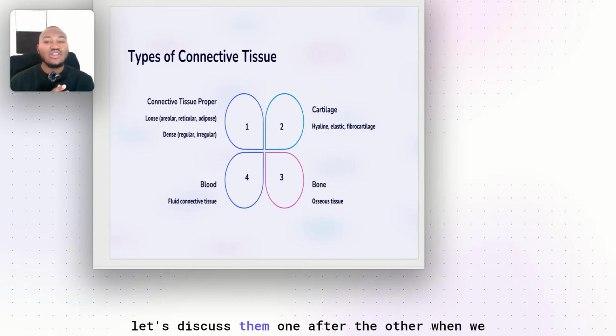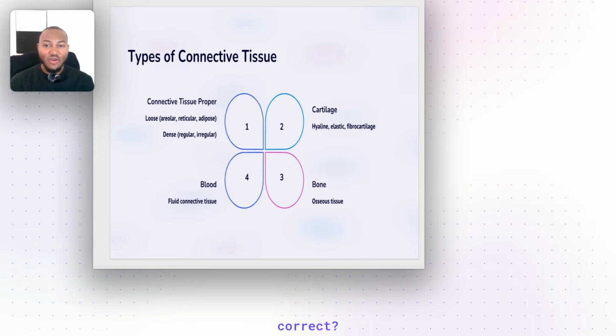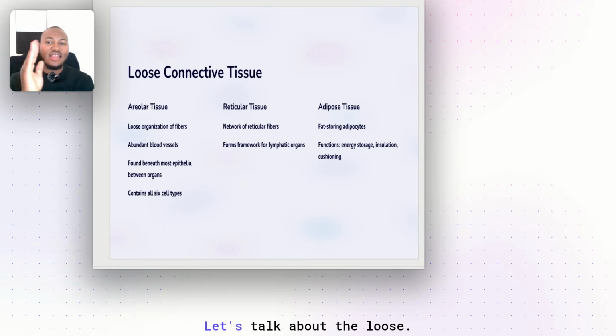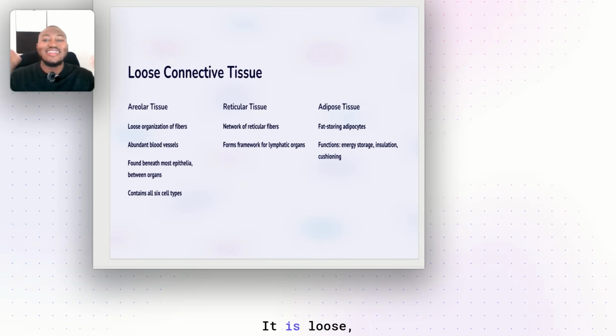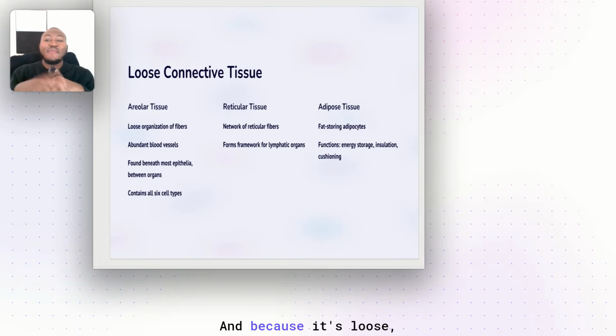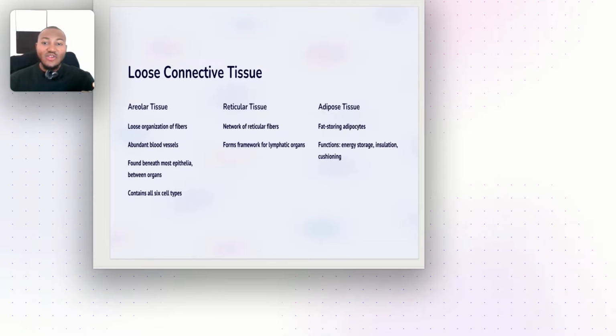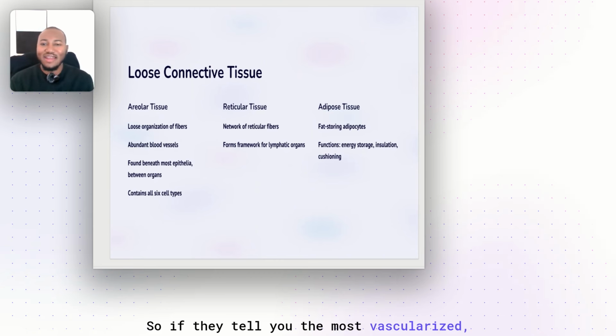Now, let's discuss them one after the other. We want to start with the connective tissue proper, correct? Now, the connective tissue proper, we say it has loose and it has what? Dense. Let's talk about the loose. It is loose, meaning that the organization of the fibers is loose. Simple. And because it's loose, a lot of blood vessels are able to pass through it. An example is areolar tissue. Loose connective tissue, an example is areolar tissue. Very loose. A lot of blood vessels are passing through it. So if they tell you the most vascularized, you're talking about areolar.